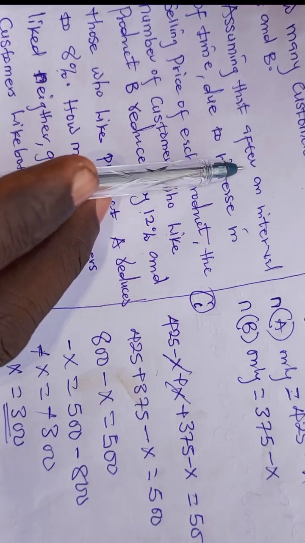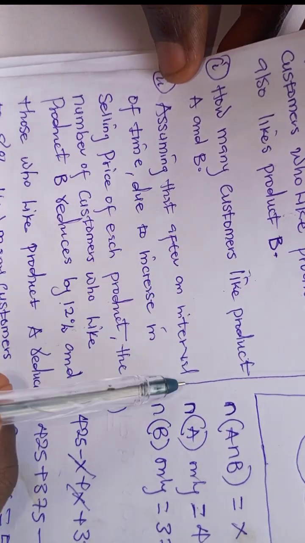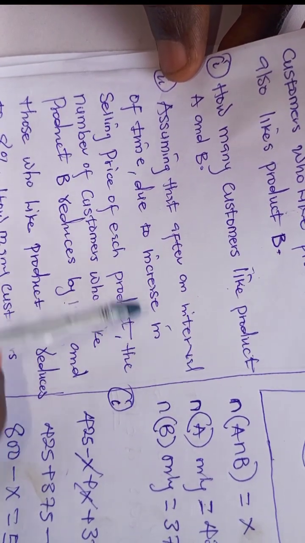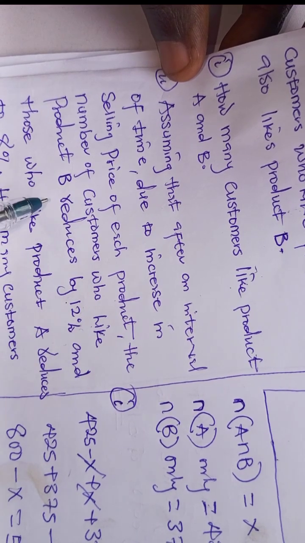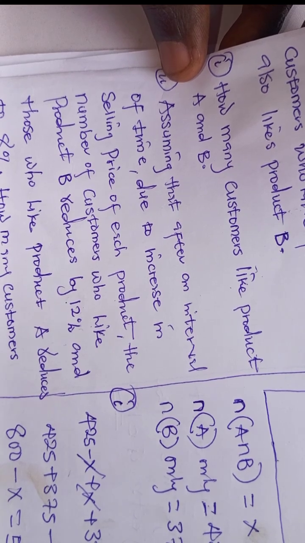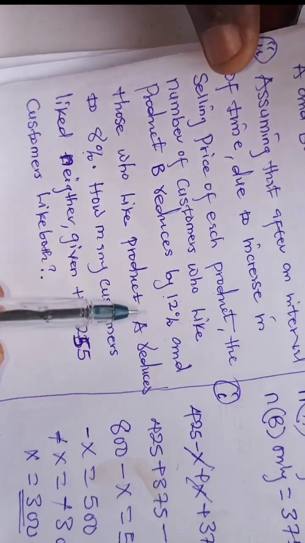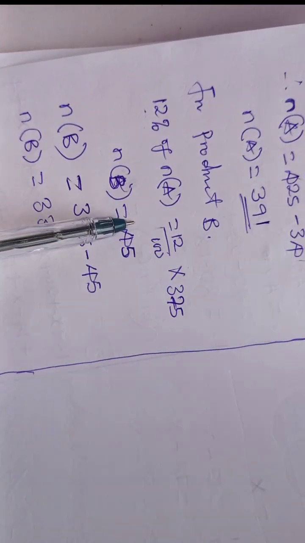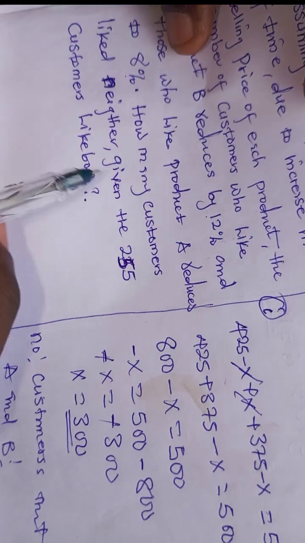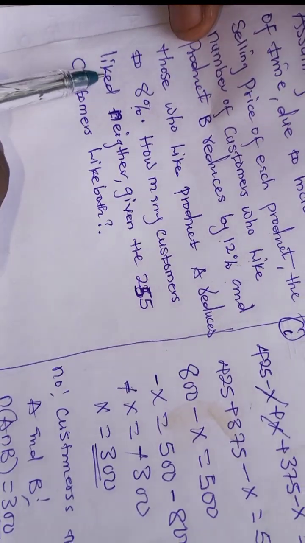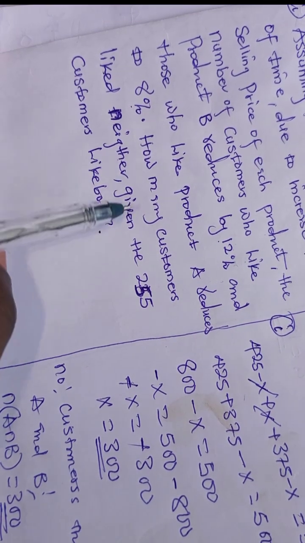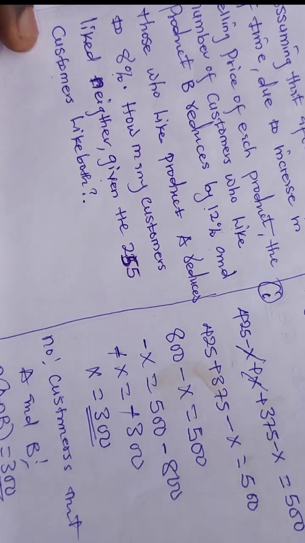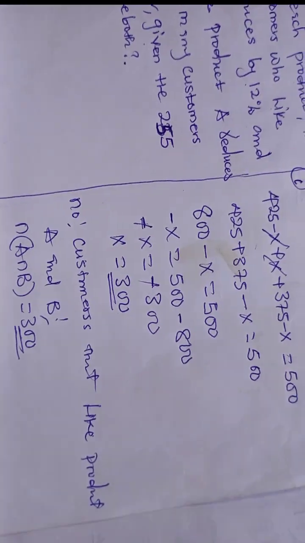Alright, so now the question went further. Assuming that after an interval of time, due to an increase in the selling price of each product, the number of customers who like product B reduces by 12%, and those who like product A reduces by 8%, which we've looked for, which is this. And now they ask us to find how many customers like neither, given it. How many customers like neither?